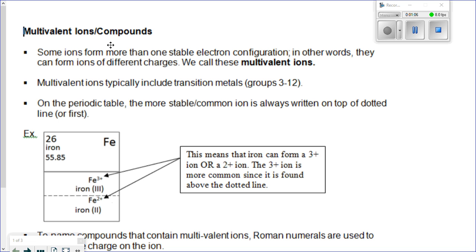Multivalent ions typically include the transition metals. In your periodic table, if you're peeking at your transition metals, you'll see that what we're talking about here is definitely happening with lots of the ones in the transition metals. Those are groups 3 through 12. On the periodic table, the more stable or common ion is always written at the top of a dotted line. So in your periodic table, you can find your way to iron.